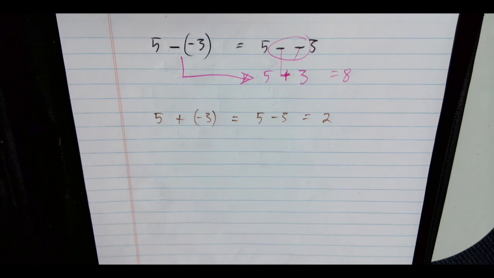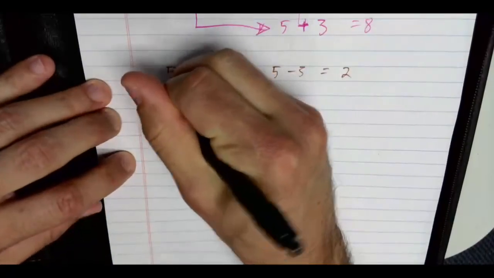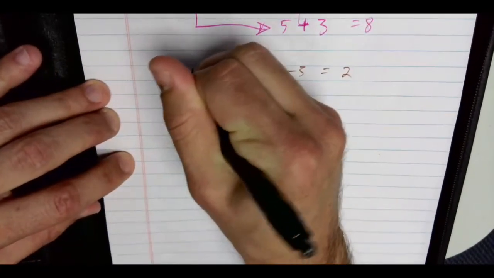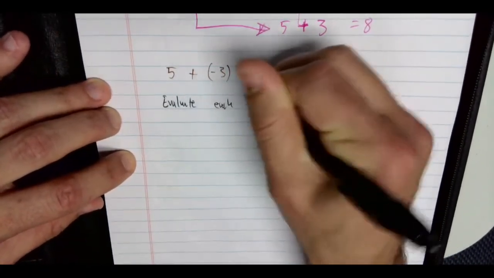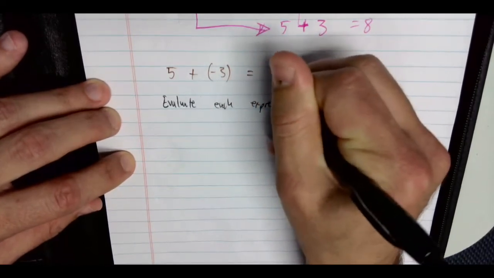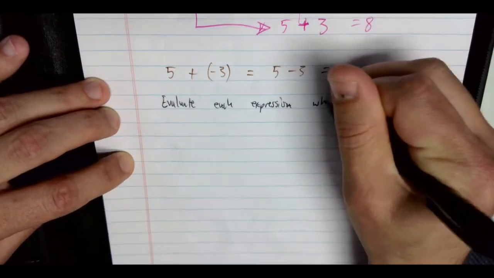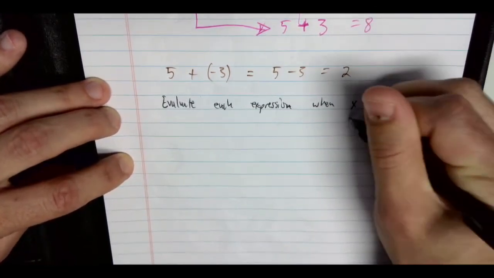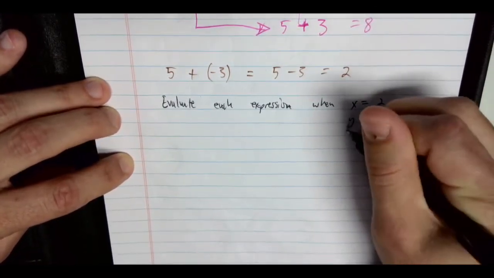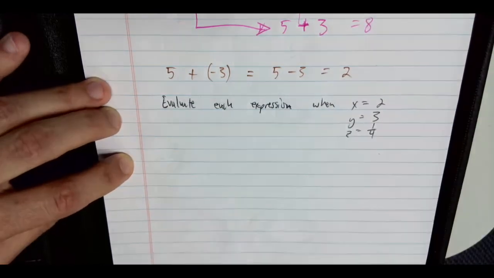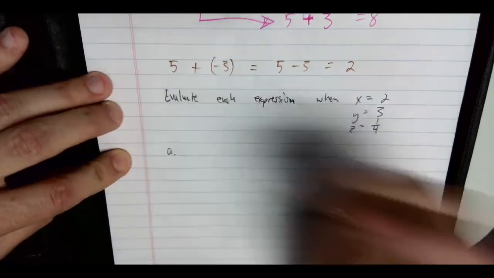So the last part that I want to talk about for Lesson 32, we've already done quite a bit of it, is more evaluation. So evaluate each expression, and I'm going to give you 3 new variables, okay? When x equals 2, y equals 3, and z equals 1/4. So we got a couple that I want you to do.